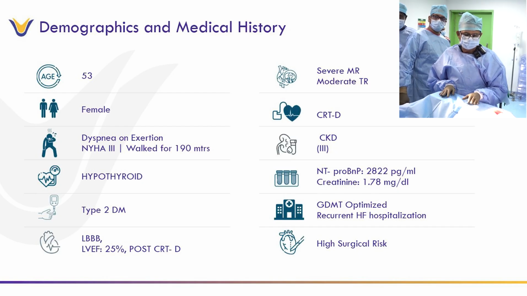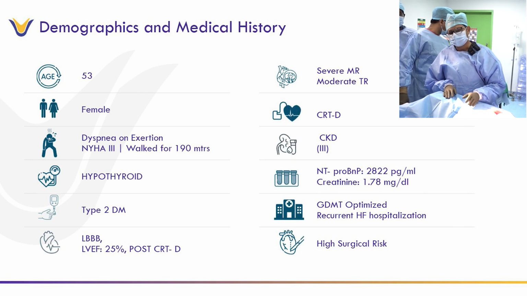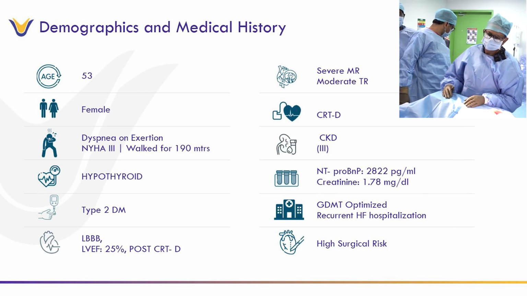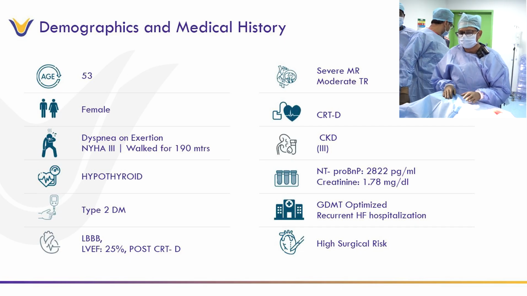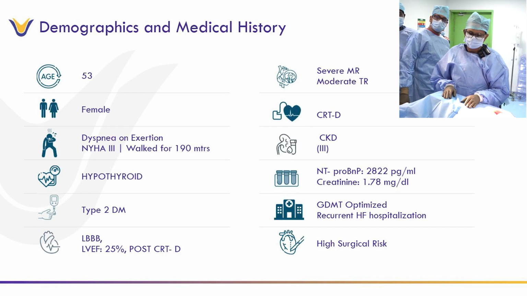The QRS duration is very wide, around 238 probably, and she presented to us with recurrent VT. Ejection fraction was 25%. 1.5 months back, we decided to do the CRT-D implantation for this lady. We implanted the CRT-D 1.5 months back. She was symptomatically better, but the MR was still persisting.